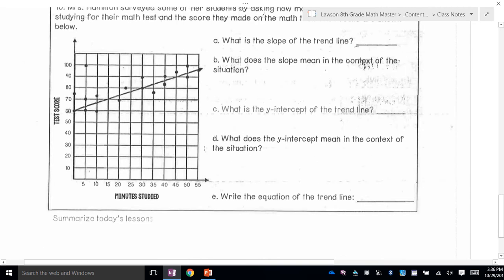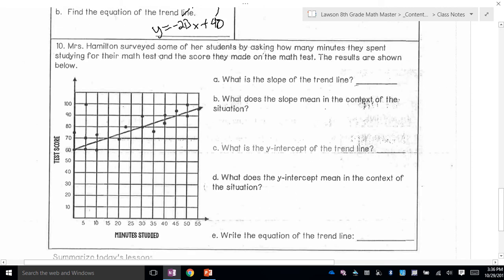And then we're going to look at number 10. It says, Miss Hamilton surveyed some of her students by asking how many minutes they spent studying for their math test and the score they made on the math test. The results are shown below. Well, first of all, before we even start doing any work, what kind of association can we predict? The amount they study versus the score for their math test. Well, the more you study, the better score you should make, right?